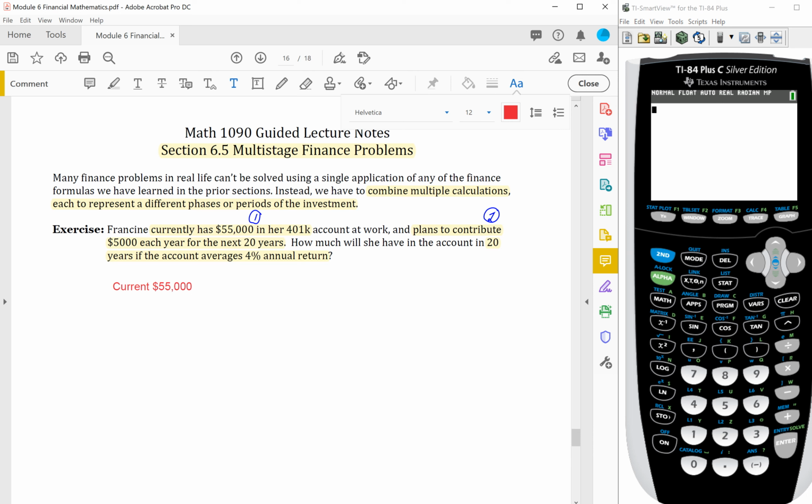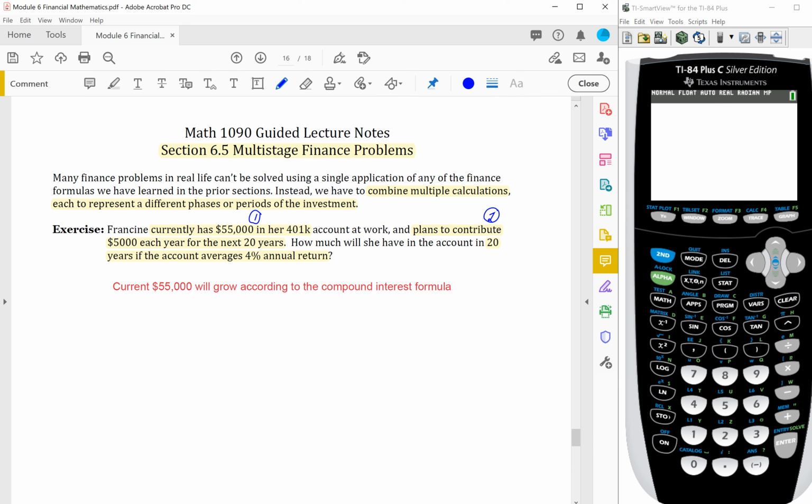Now, the current $55,000 she has in her 401k, that's money that she just has sitting in there and grows over time according to a compound interest formula. So let's describe how this amount will grow over time. With the compound interest formula, remember, we have an initial balance and then we let it grow by some percent over the compounding periods. And we'll let it do it for 20 years.